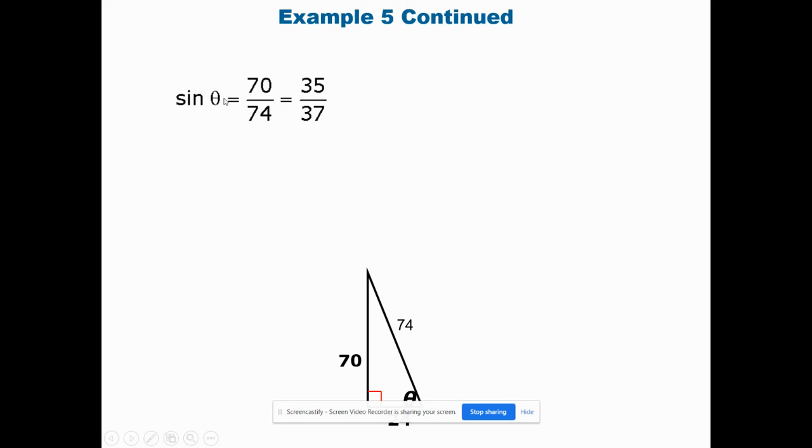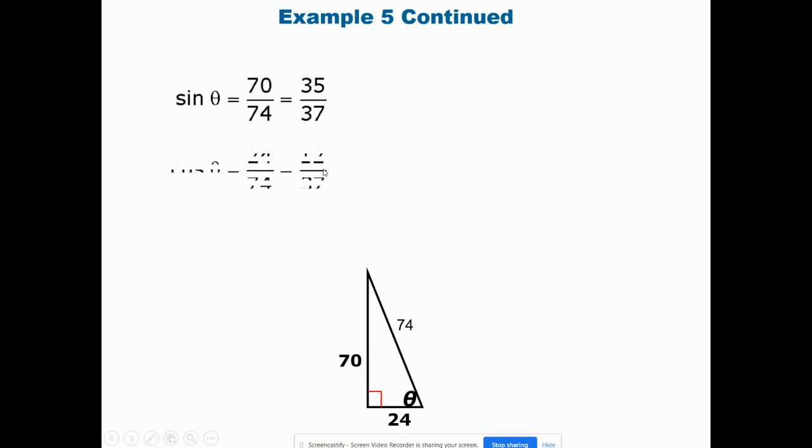So now I know that I have the sine of the angle. The sine of the angle is my opposite over my hypotenuse, so 70 over 74, and you're going to reduce that fraction to 35 over 37. The cosine is your adjacent over the hypotenuse. Reduce that fraction, so it's 12 over 37. And then the tangent would be the opposite over the adjacent, so 70 over 24. Reduce it to 35 over 12.